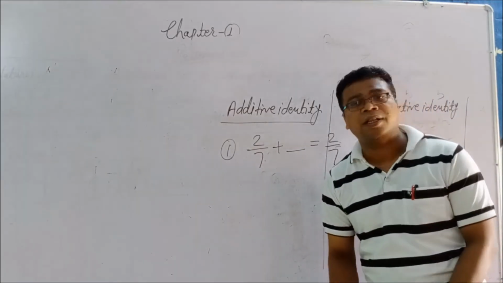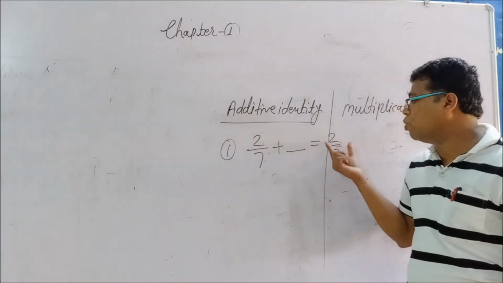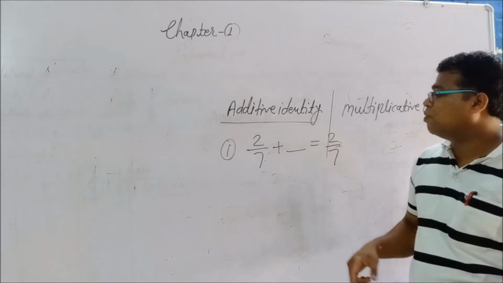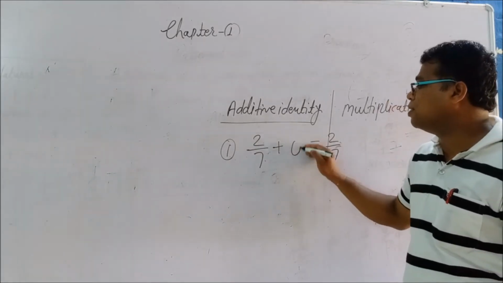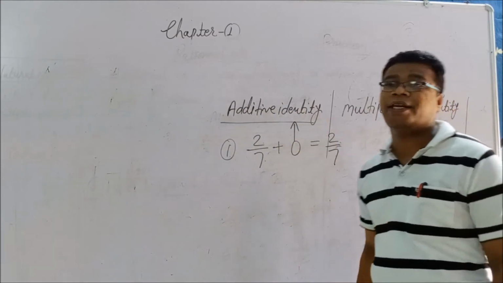If I repeat in Hindi: what should we add to 2 upon 7 so that again we get 2 upon 7? So it is a very simple question. We know that we have to add 0. So this 0 is called the additive identity.